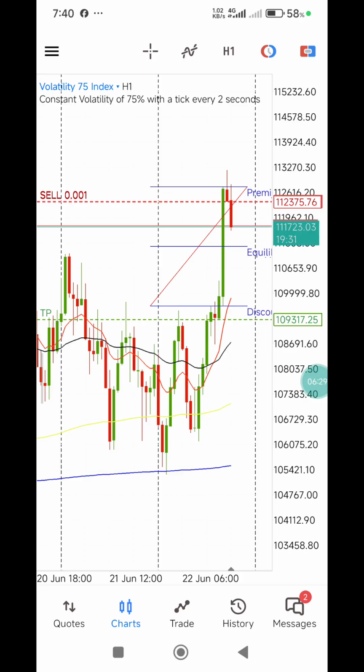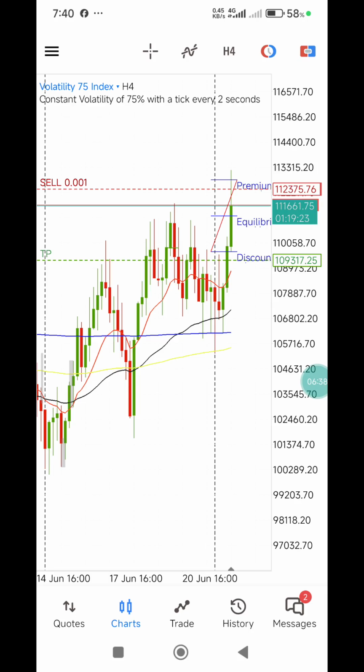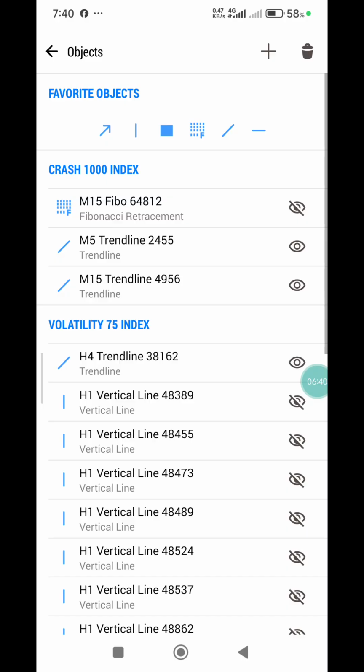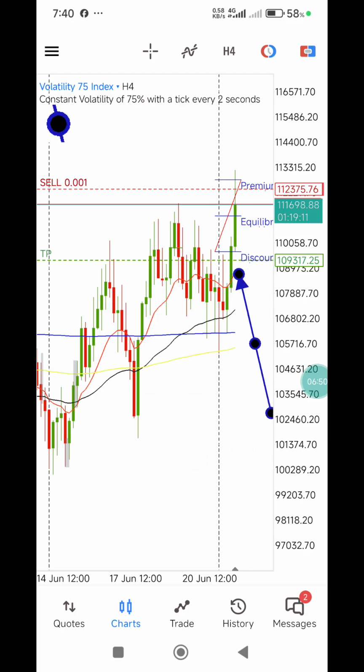Now my bread and butter strategy, if I'm bringing this in, I'm going to be telling you that we've moved from an external liquidity down to an internal liquidity, and you've seen that this is an external liquidity. So you can see the reason why I'm putting my take profit there. We've raided the external liquidity already. So from external liquidity down to internal liquidity, this is an order block. So I've put my take profit at this internal liquidity, which is the order block.